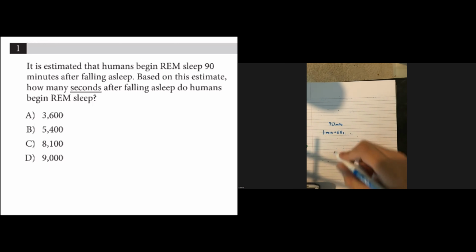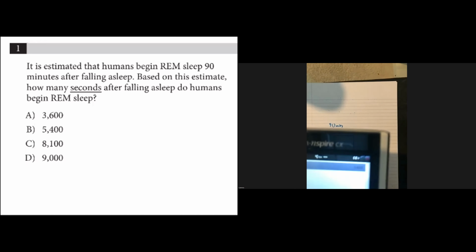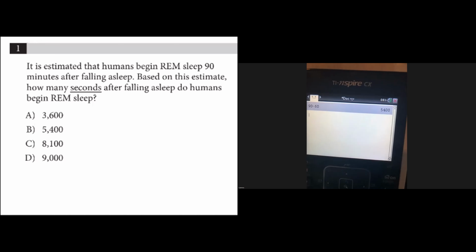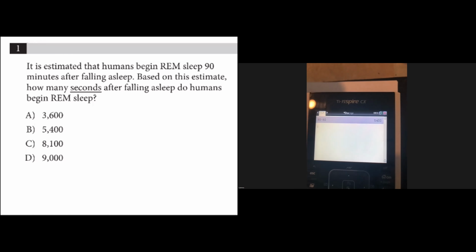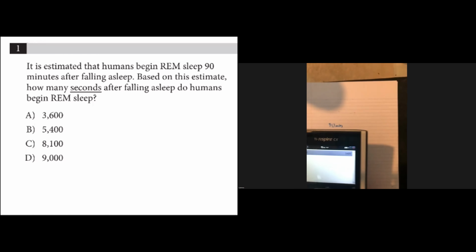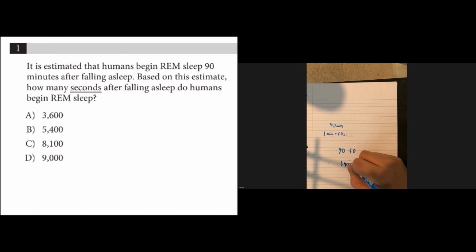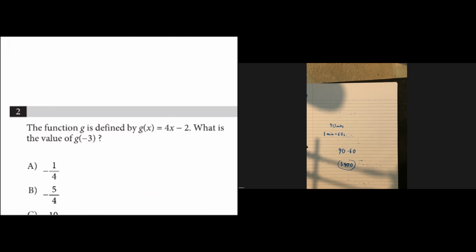Yeah. Okay. So in our calculator, what we would just do is 90 times 60, which gets us 5,400. But a lot of these questions you can do without a calculator. So instead of doing 90 times 60, just do 9 times 6, which is 54, and add 2 zeros. So 5,400, which is just B. And surprisingly, most of the questions on a calculator section you can do without a calculator.